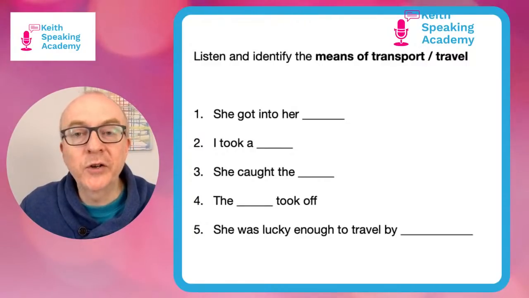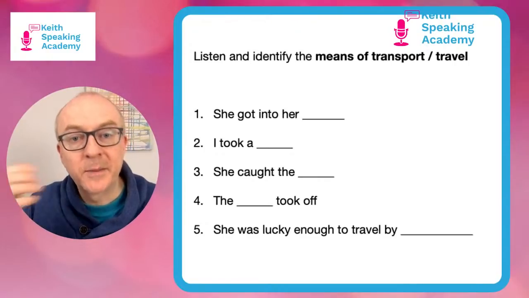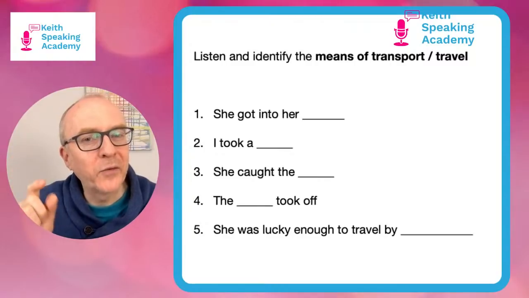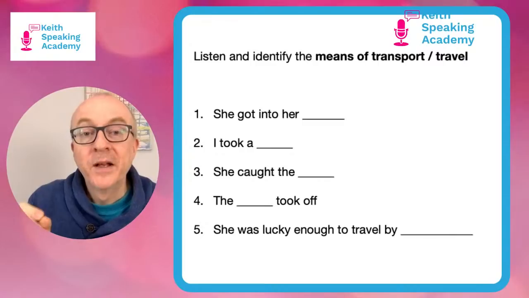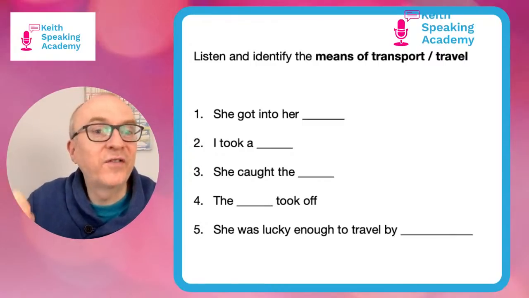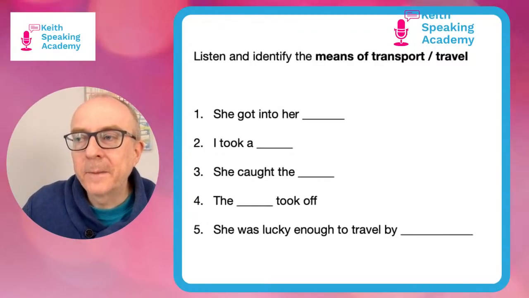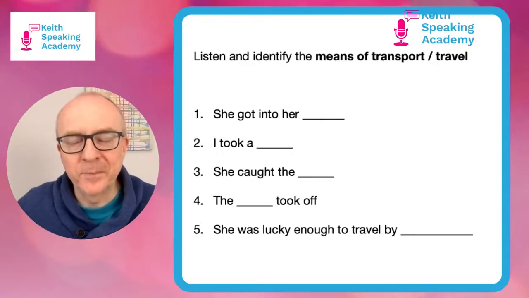Number one, she got into her blah, blah, blah. Number two, I took a blah, blah, blah. Three, she caught the blah, blah, blah. So there's a clue there, right? She caught the. It's not a, it's the. The blah, blah, blah took off. There's a big clue. She was lucky enough to travel by. So here, you're also going to learn the grammar and how to use them.